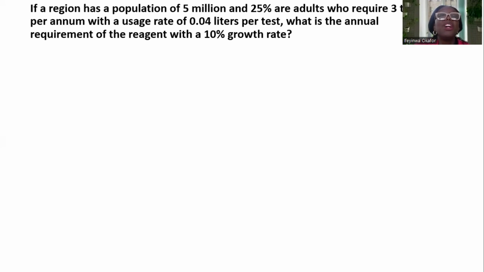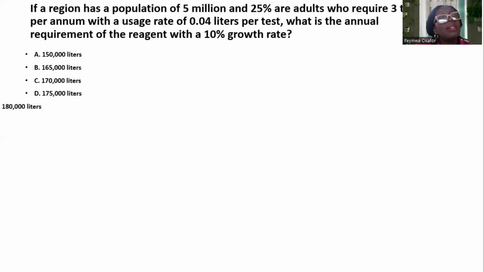If a region has a population of 5 million and 25% are adults who require 3 tests per annum with a usage rate of 0.04 liters per test, what is the annual requirement of the reagent with a 10% growth rate? A, 150,000 liters, B, 165,000 liters, C, 170,000 liters, D, 175,000 liters, and E, 180,000 liters. Our answer is B, 165,000 liters of reagent will be needed.